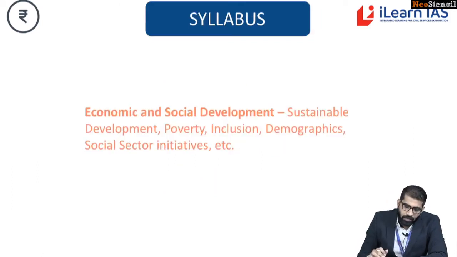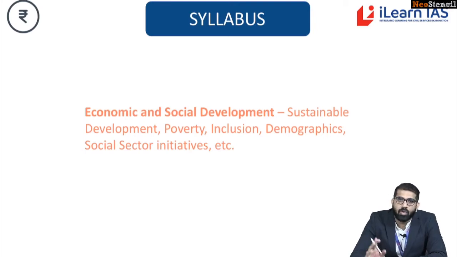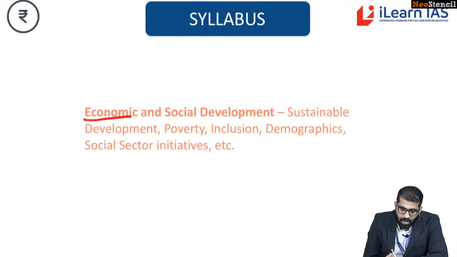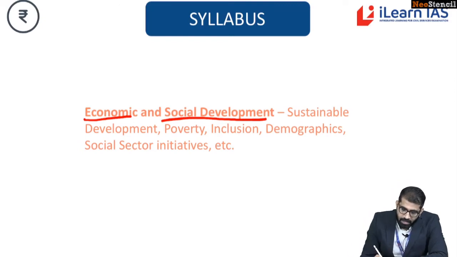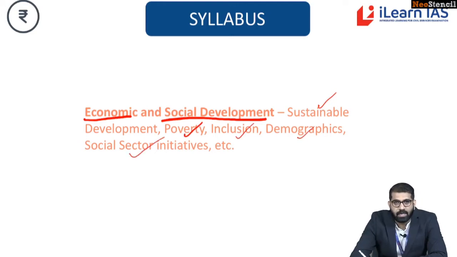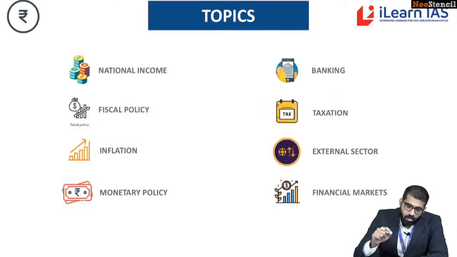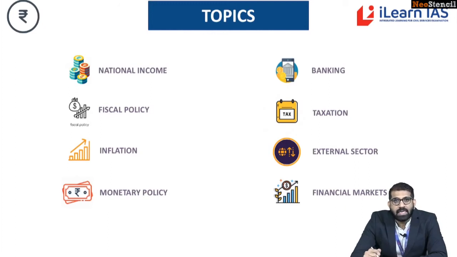So when we start with economy, first of all, you can look into the syllabus. When it comes to the syllabus, they just mention economic and social development, right? They do not mention any other thing. Under economic and social development, they are mentioning sustainable development, poverty, inclusion, demographics, social sector initiatives, etc. So what you have to study from this portion of economics is that you have to focus on some important basic topics. Now, what are the basic topics that you have to study?